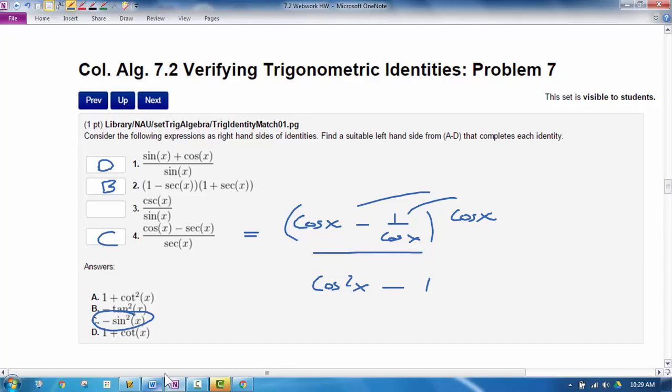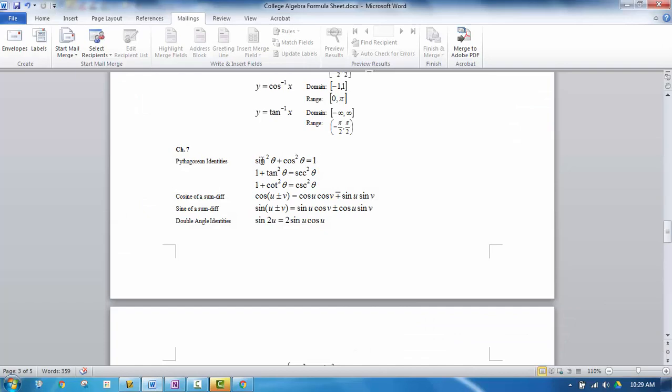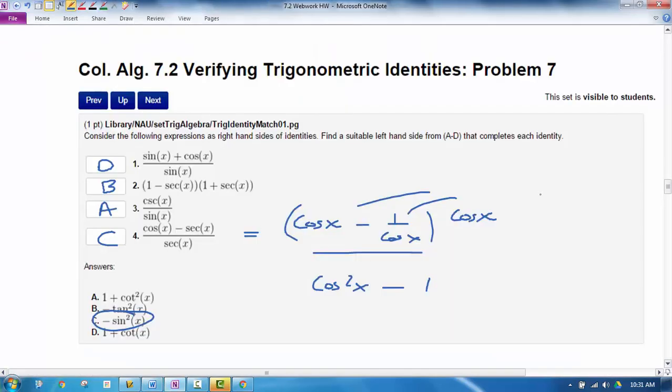And that's right off your formula sheet, because if you look at the Pythagorean relation, when you subtract 1 right here and move the sine over to the right side, you get negative. So if you subtract 1 and move sine over. So obviously then the last one is a here.